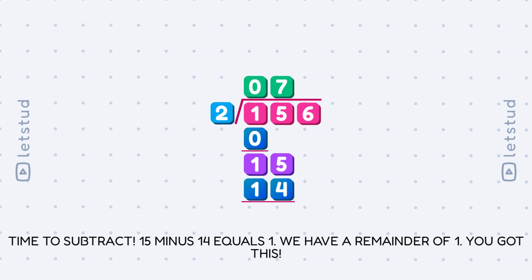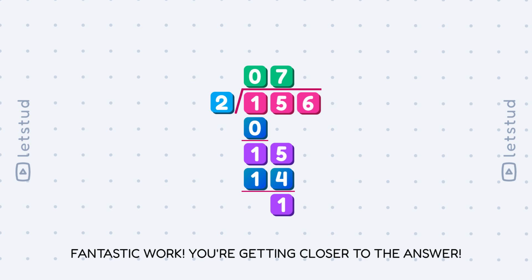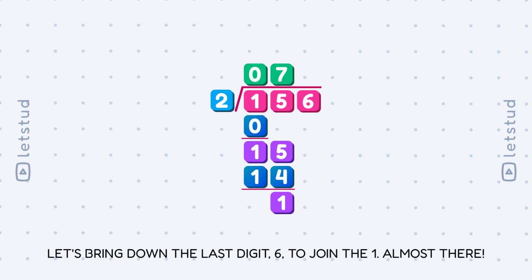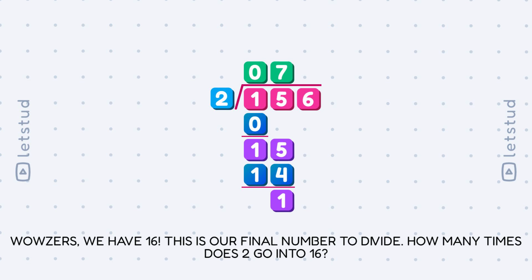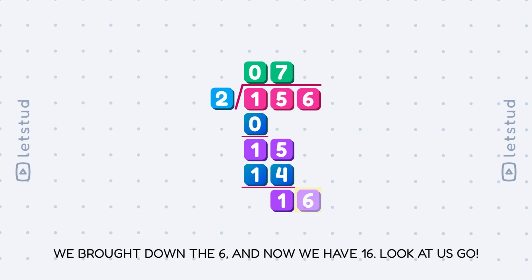You got this. Fantastic work, you're getting closer to the answer. Let's bring down the last digit 6 to join the 1. Almost there. Wowzers, we have 16. This is our final number to divide. How many times does 2 go into 16? We brought down the 6 and now we have 16.